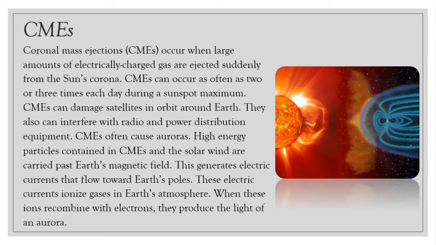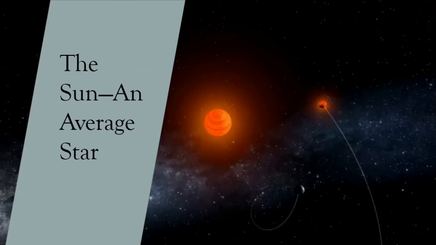CMEs often cause aurora. High-energy particles contained in CMEs and the solar wind are carried past Earth's magnetic field. These generate electric currents that flow through Earth's poles. This electric current ionizes gases in Earth's atmosphere. When these ions recombine with electrons, they produce the light of an aurora.